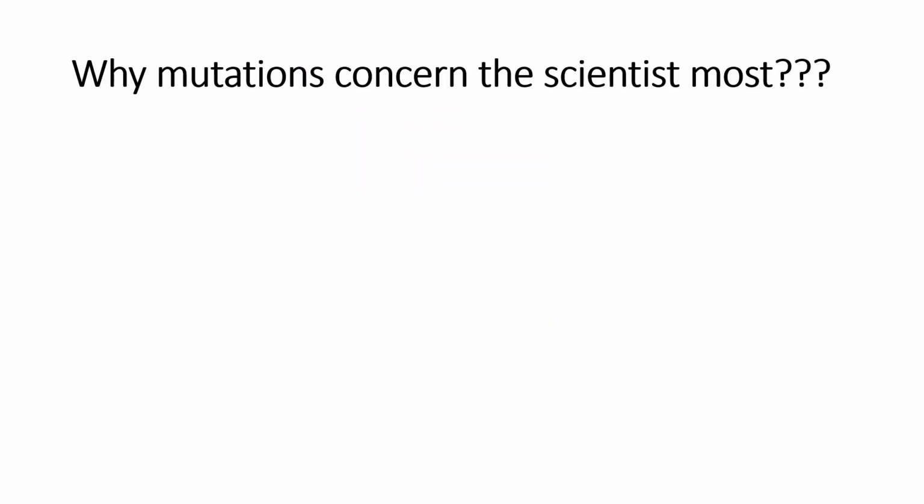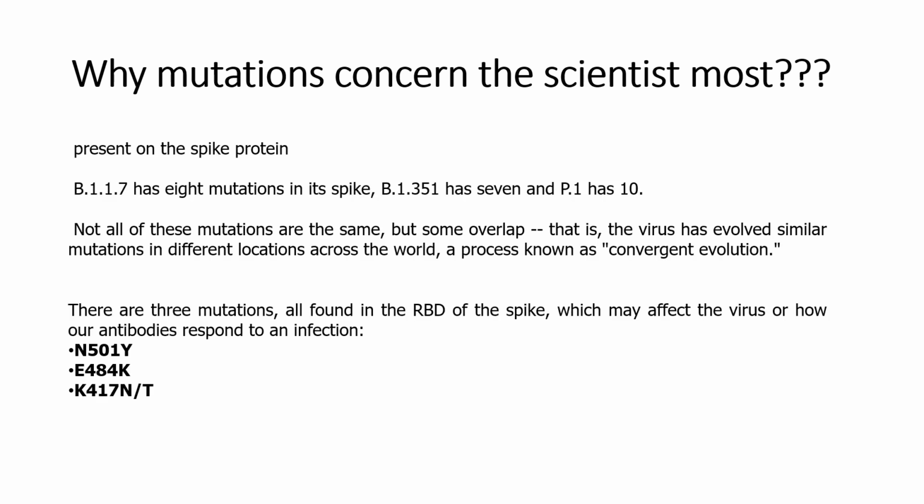So why do these mutations concern the scientists most? Because all these mutations are present on the spike protein. A strain like B117 has been found to have 8 mutations in its spike, B1351 has been found to have 7 mutations, while P1 has 10 mutations. And all these mutations are not always the same or always different. They can be overlapping also, and hence we call it convergent evolution, because some overlapping mutations are occurring at different locations across the world.